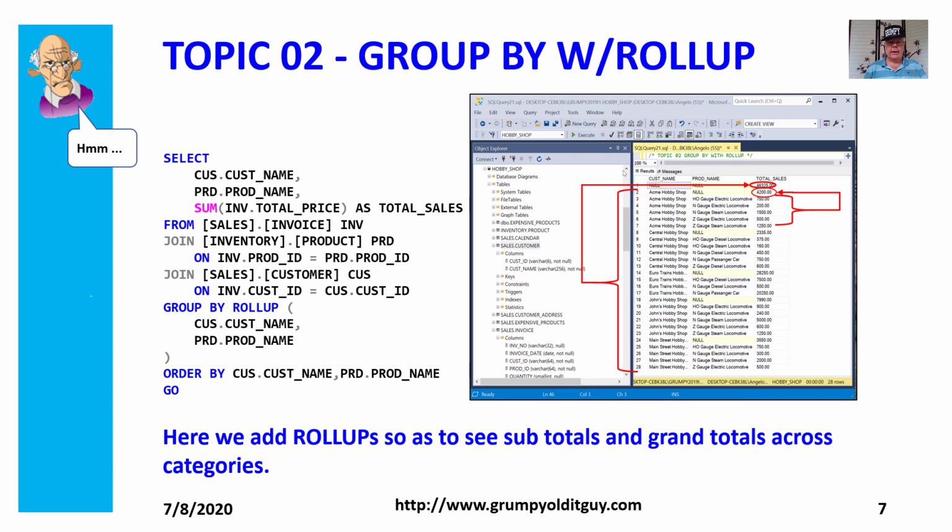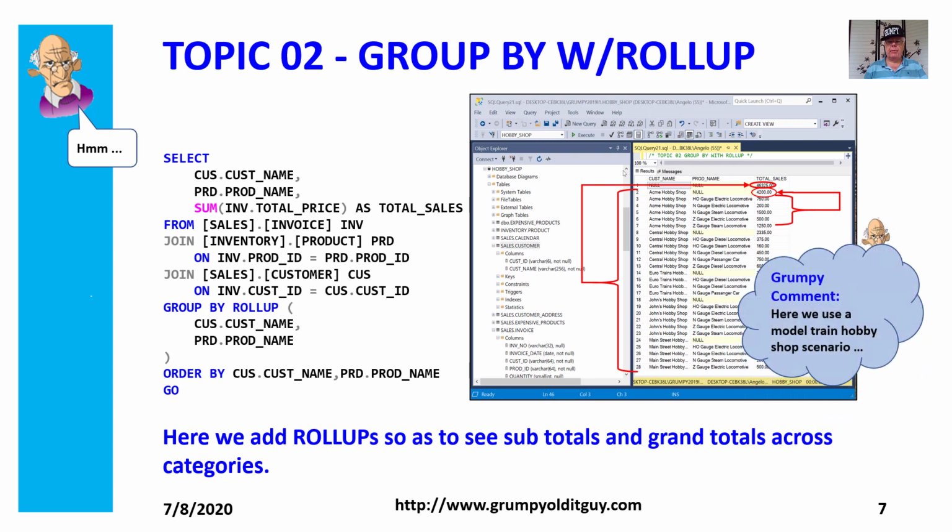Now things get interesting, real interesting, all right? And by the way, we're going to use a model train hobby shop scenario. And there's a little disclaimer, by the way, just all customer names are products of my imagination, okay? So they do not represent anyone living or dead, as they used to say in the old movies.